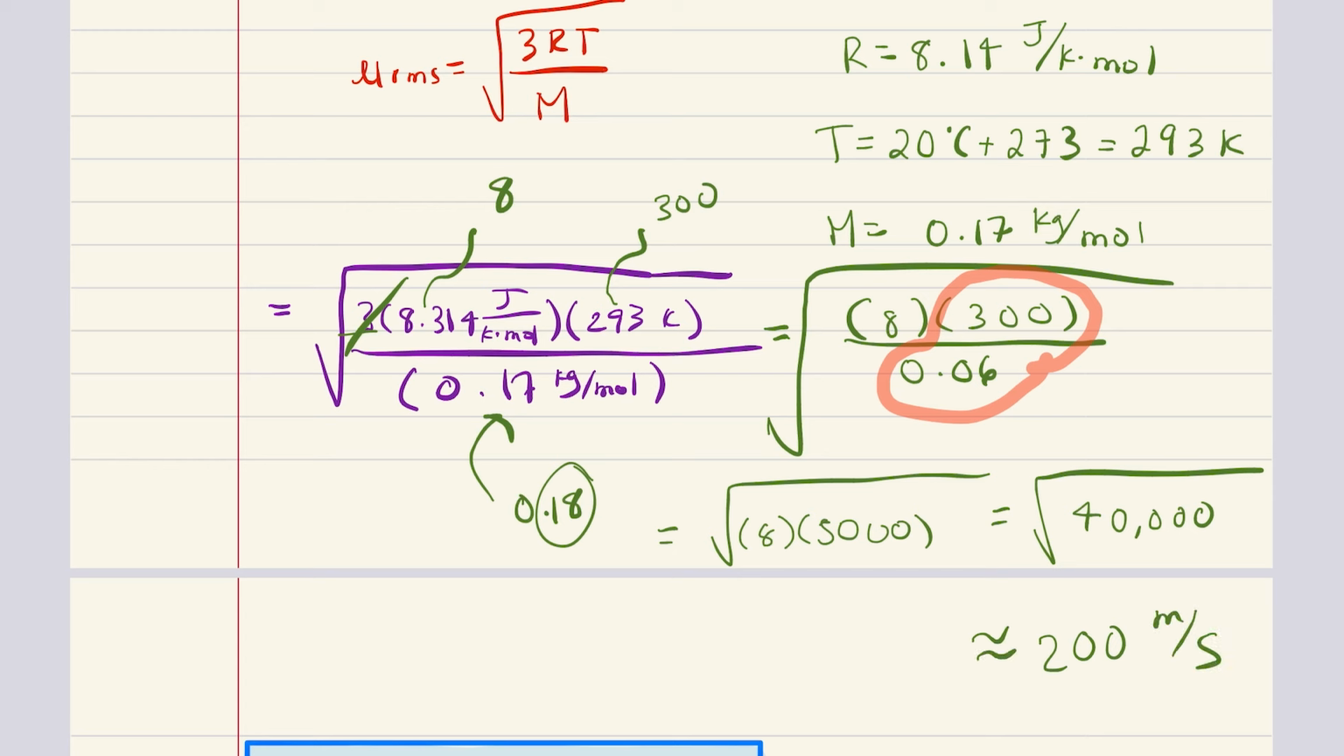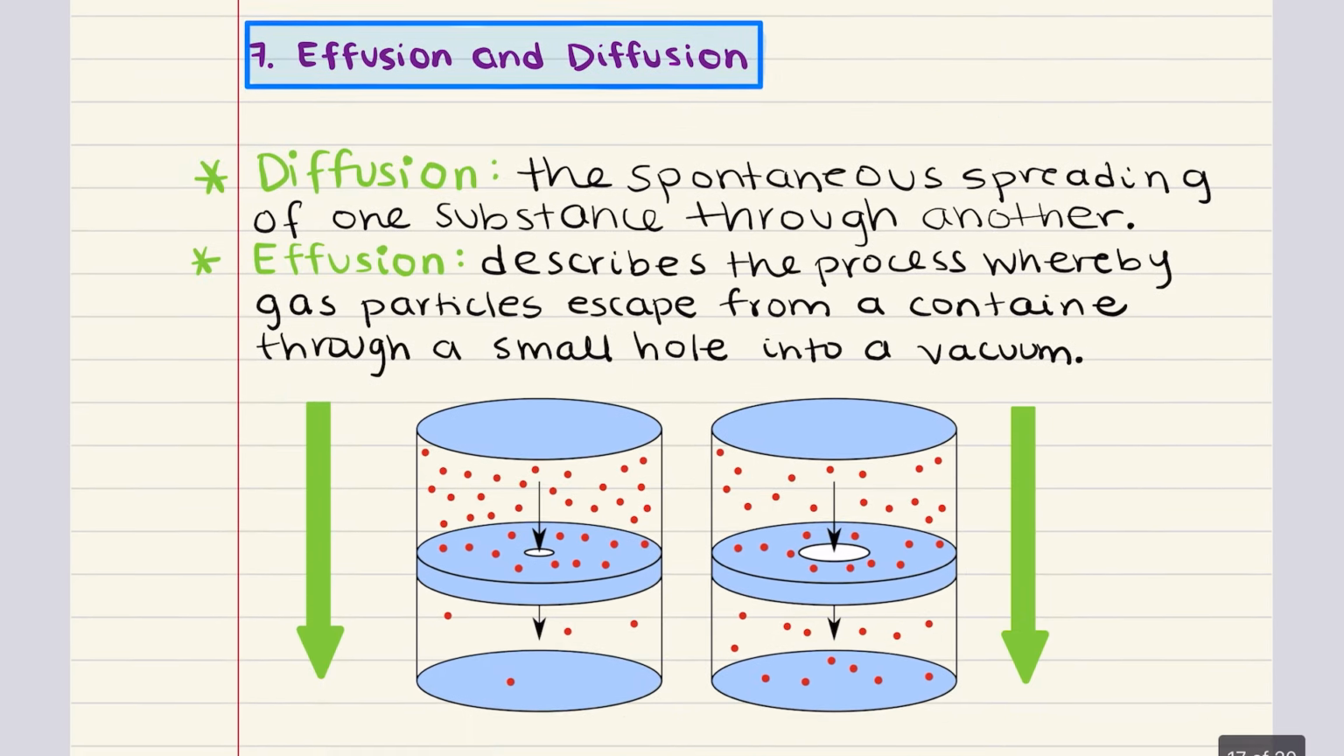Now, if you go ahead and plug in the real values into a calculator, you'll get something along the lines of 208 meters per second, which is really close to the value we approximated. Wonderful. Let's move on to our next objective.